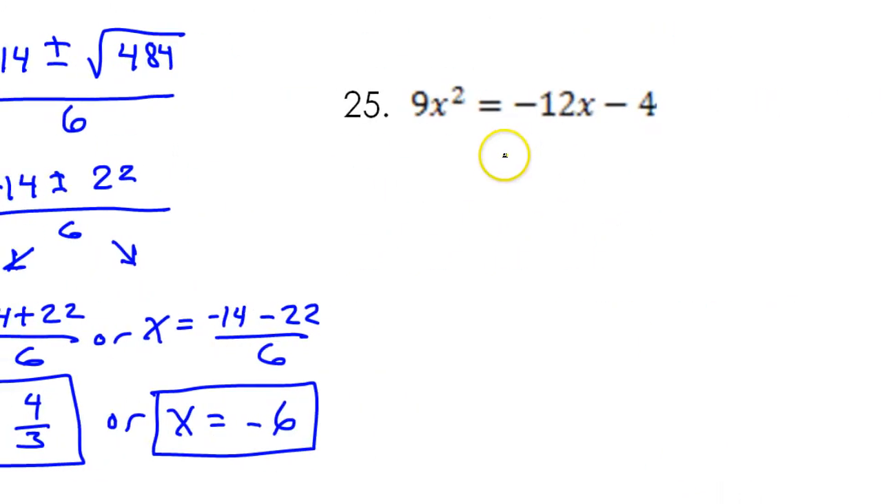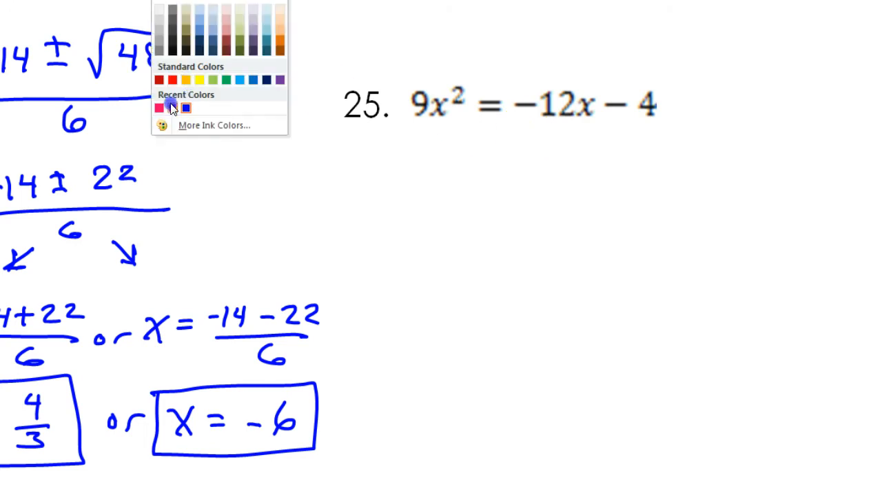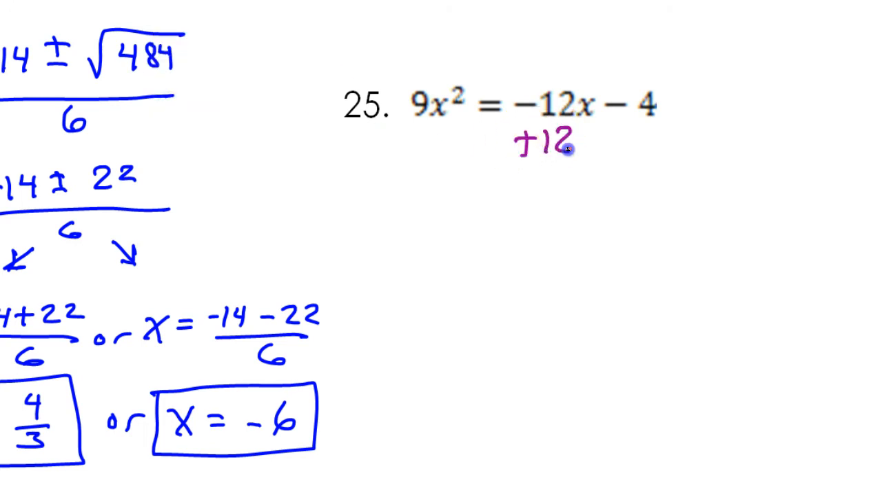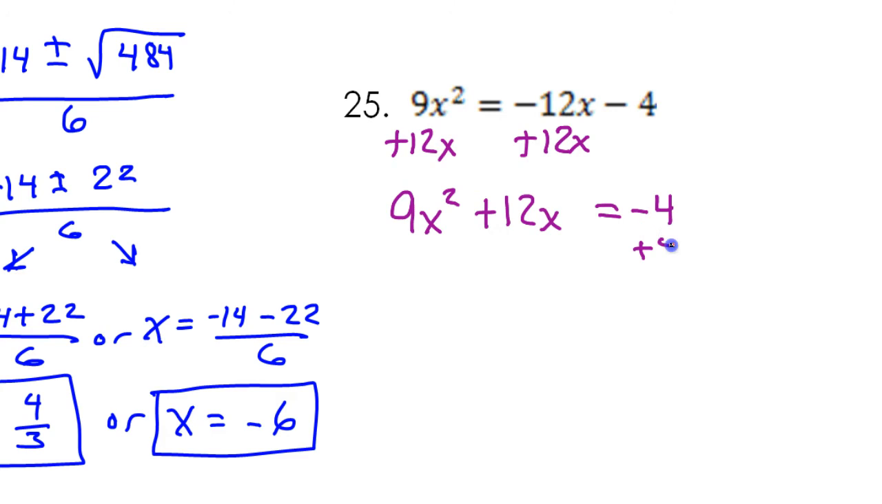Okay, number 25, we will continue to use the quadratic formula. But we need to get everything on one side of the equation to do it. So I would add 12x to both sides. So far that gives me 9x squared plus 12x is equal to negative 4. But I would also add 4 to both sides. So that gives me 9x squared plus 12x plus 4 is equal to 0.